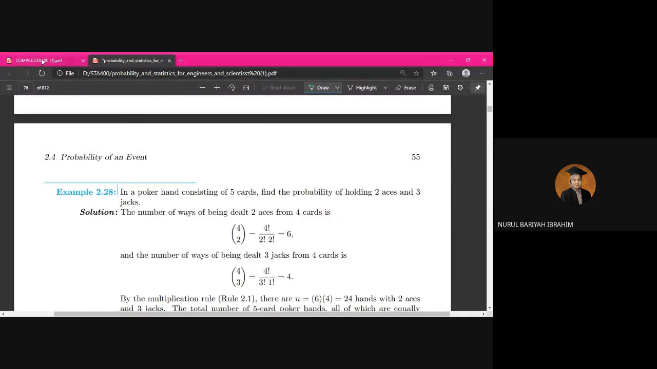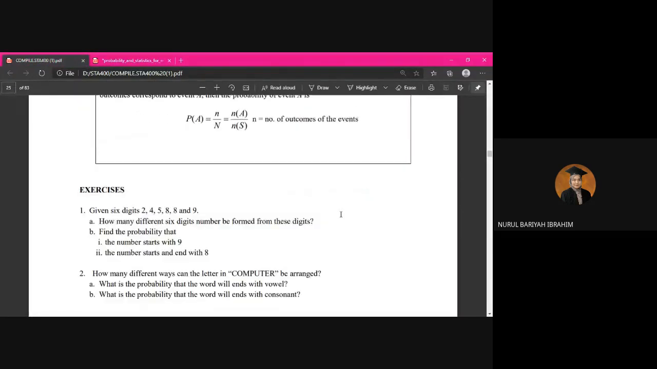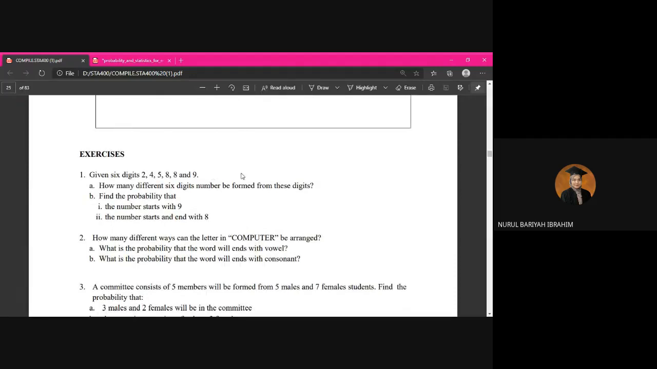Okay, saya tunjuk lagi contoh. Let's say this. Contoh lain untuk cari probability. Sebab untuk cari probability ni, dia ada macam-macam eksperimen that will occur, so you need to know every of that. Given 6 digits, 2, 4, 5, 8, 8, 9, how many different 6-digit numbers can we form from these digits? So yang ni just the permutation kan, so it will be 6 factorial, betul tak? 6 factorial divide dengan 2 factorial.